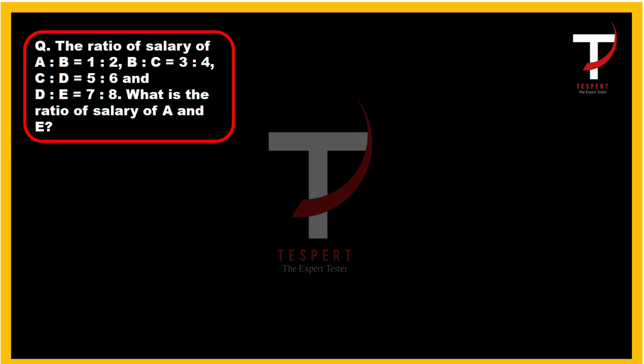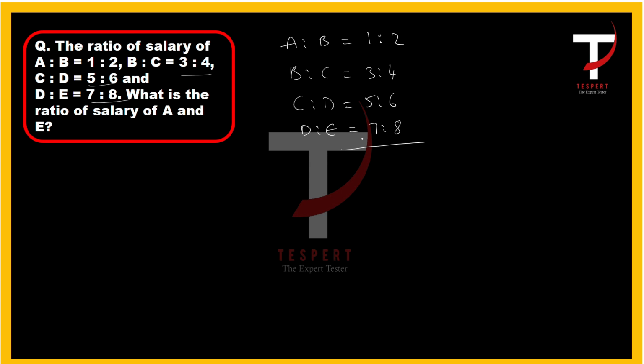So the ratio of salary of A is to B is equal to 1 is to 2, B is to C is equal to 3 is to 4, C is to D is equal to 5 is to 6, and D is to E is equal to 7 is to 8. What is the ratio of salary of A and E? Okay, so we have A is to B is equal to 1 is to 2, right? B is to C is equal to 3 is to 4, and C is to D is equal to 5 is to 6, D is to E is equal to 7 is to 8.